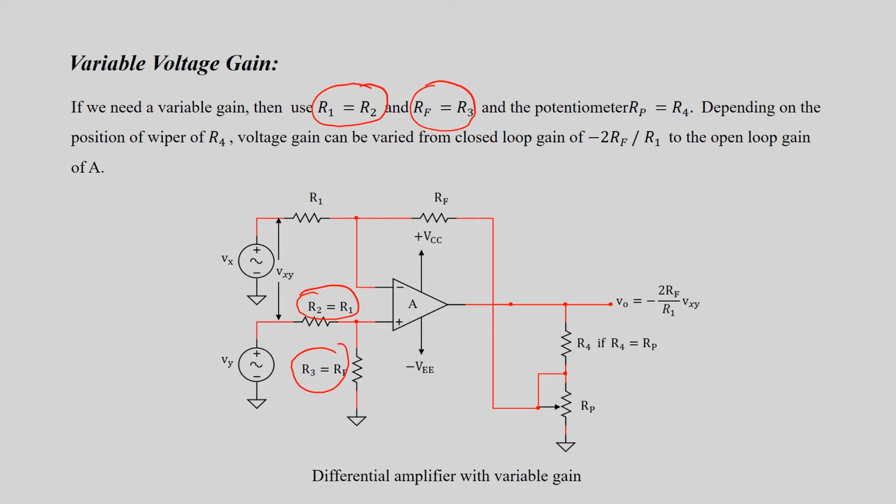We have used a potentiometer here, RP. Depending upon the wiper of R4, the voltage gain can be varied from the closed loop gain of minus 2 RF by R1 to the open loop gain A. So this is the variation limit when we apply RP here.